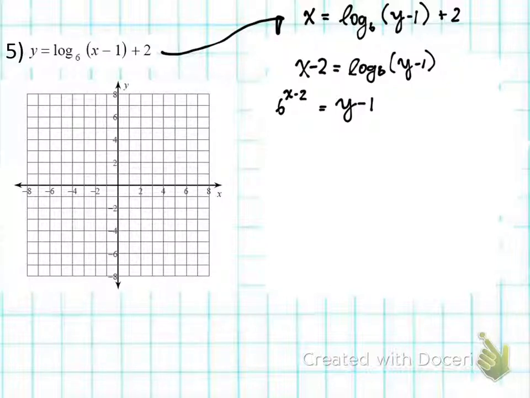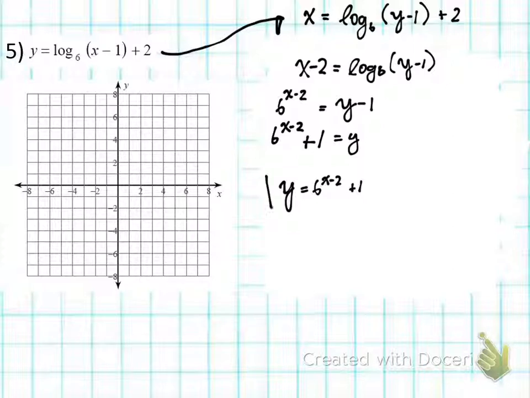Right? And then now we're going to add 1 to both sides, so it's going to be 6 to the x minus 2, all plus 1, is equal to y. So y is equal to 6 to the x minus 2 plus 1. Okay, that's not the hard part.